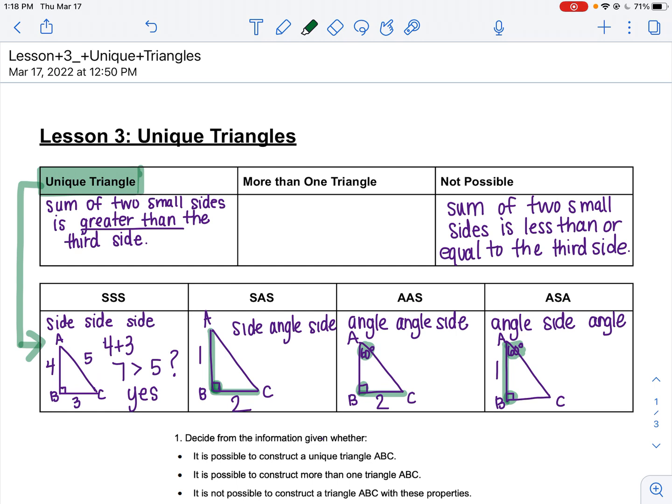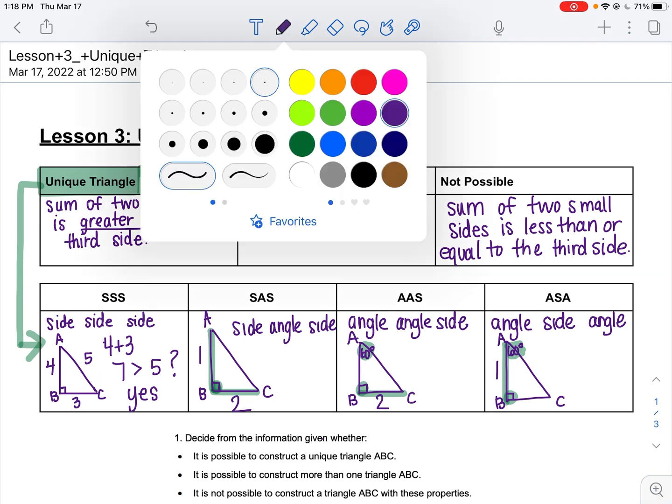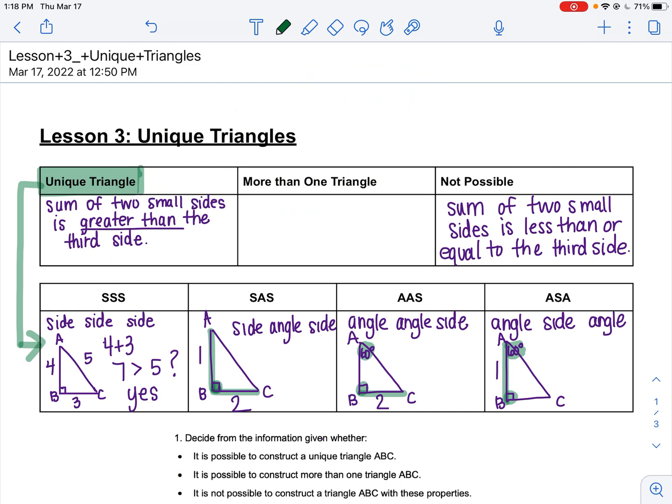If you see none of these, so if SAS, angle, angle, side, or angle, side, angle are not on the triangle and the measurements don't make the 2 small sides greater than the large side, then it's just not possible to have a unique triangle and you label it not possible. There is one special scenario, and we call that special scenario right here in the middle. It is called more than one triangle, meaning you're going to deal with only angles.